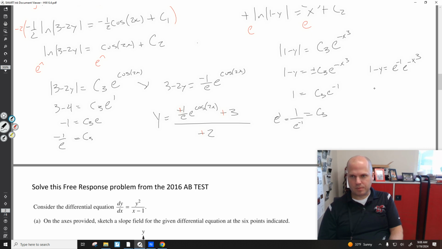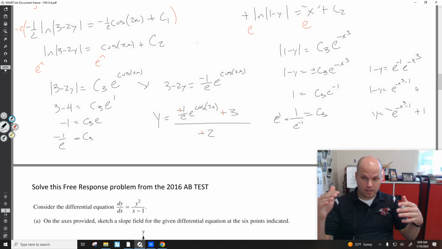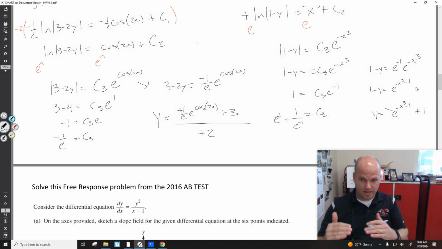Subtract 1, take the opposite of both sides. Maybe combine these two as that. Subtract 1. Take the opposite of both sides. There's your answer, or various forms of that. And again, if you write it as like -1 divided by -1 and leave that, I got to give you full credit. Okay?